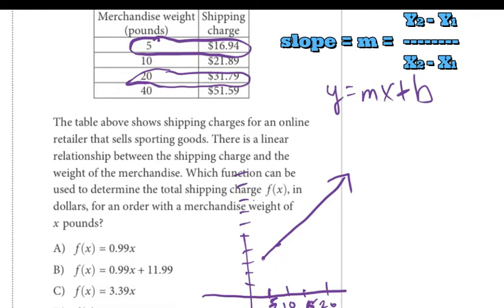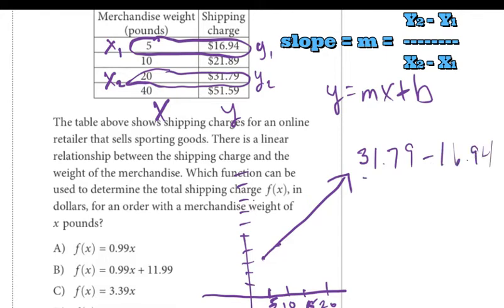So those are our 2 data points, and we'll do our slope formula. The x's are the weight in pounds, and the y is the shipping charge. So to do this properly, we do the y2. This right here would be y2. That would be y sub 1, subscript 1. This is the second x, and this is the first x, x sub 1. So our formula is y2 minus y1, 31.79 minus 16.94 over 20 minus 5.